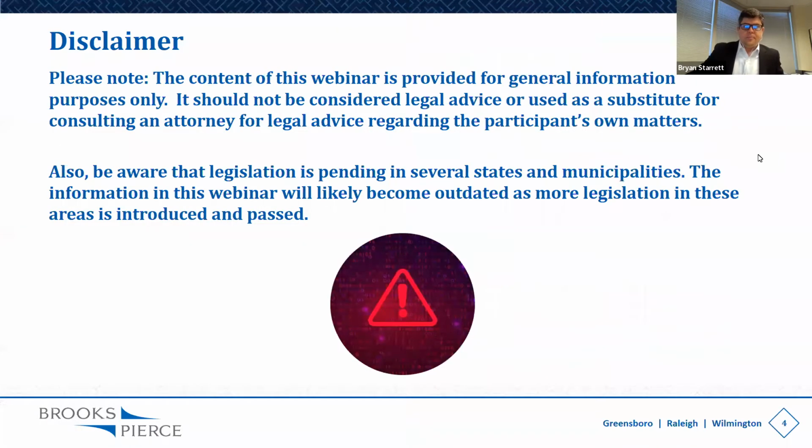So just as a reminder, this is a very rapidly evolving area of the law. And so we're going to do our best to give you a general overview with general information, but would ask that nothing that we share with you today should be considered legal advice or really used as a substitute for consulting an attorney for legal advice regarding any particular circumstances that you are navigating. Also, and I really can't emphasize this enough, there's lots of legislation pending on some of the topics that we're going to cover today, both at the state level and even at the municipal or city or county level. And so much of what we're going to talk about today, while there's a lot to cover, may be outdated very soon because new laws will come on the books. So just please be aware of that.